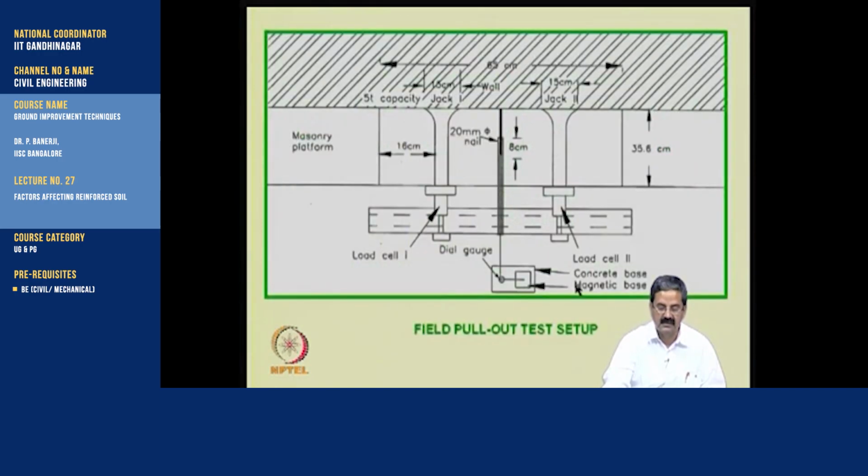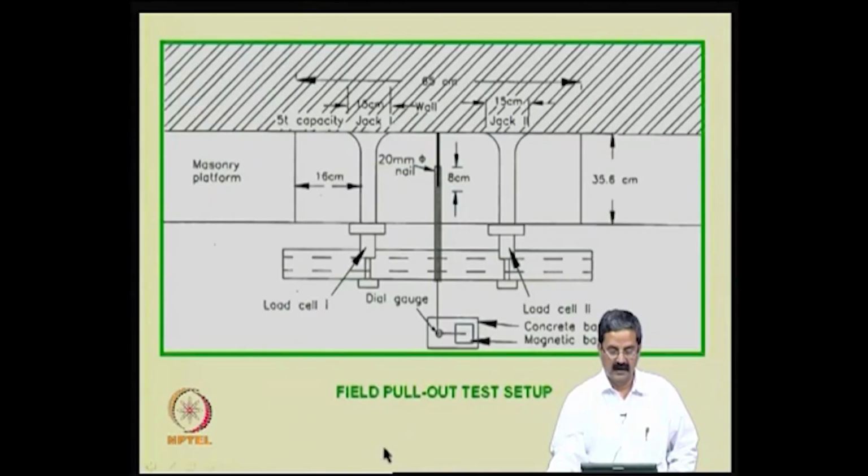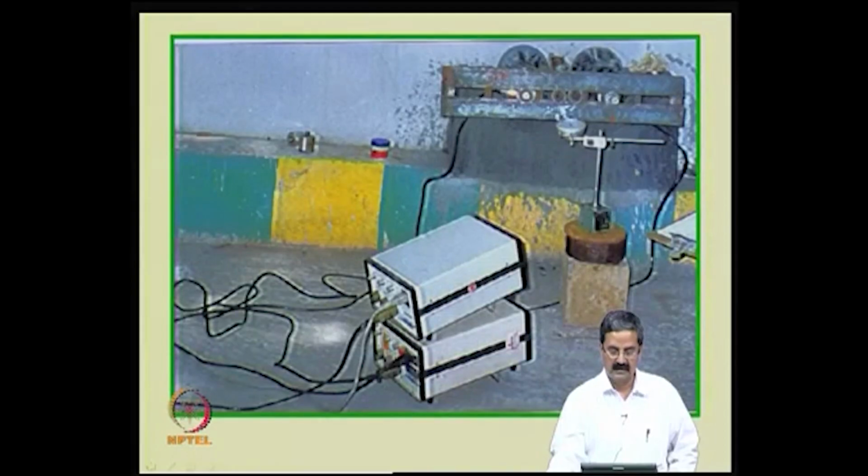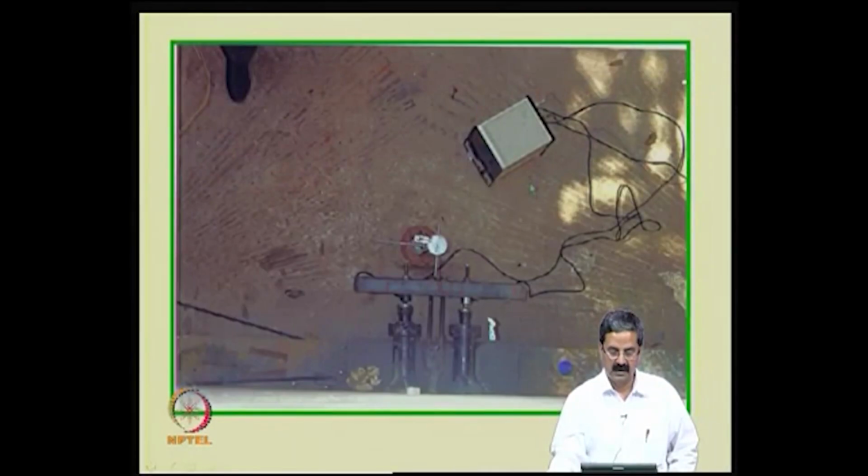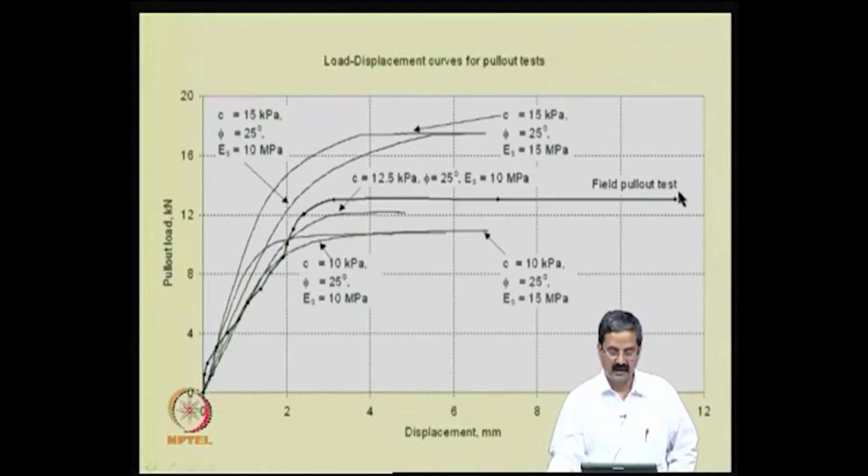We also did some pull out tests, in which the nail was pulled out, using some simple equipment that we have, it is a master's program. This is how you can see the nail was done, and this is another arrangement that we have seen, and this is a field pull out test result.